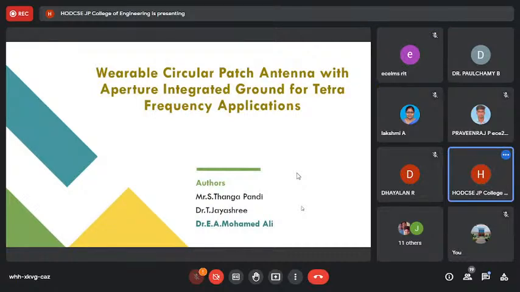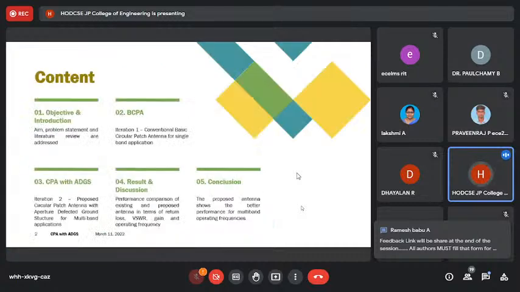Respected chairpersons, faculty members, participants, good afternoon to all. Our research topic is wearable circular patch antenna with aperture integrated ground for data frequency application. Myself, Dr. E.A. Muhammad Ali, HOD, Department of Computer Science, JP College of Engineering, Tengasi. My team members are Mr. S. Tangapandi and Dr. T. Jayasinghe. So I would like to present my paper.